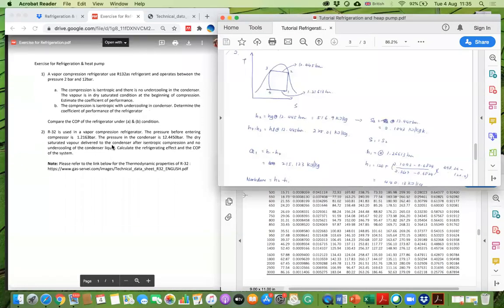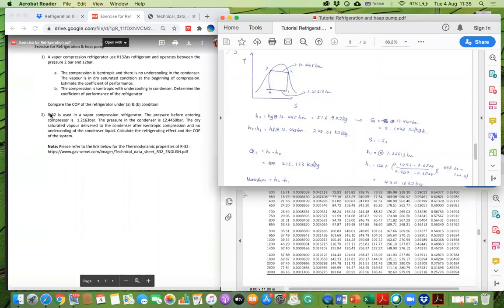Okay, so let's look at the second question, R32, is used in a vapor compression refrigerator. The pressure before entering the compressor is 1.21 bar. The maximum is 12.44 bar. What else? Dry saturated vapor delivered to the condenser. So at 2 is dry saturated vapor.